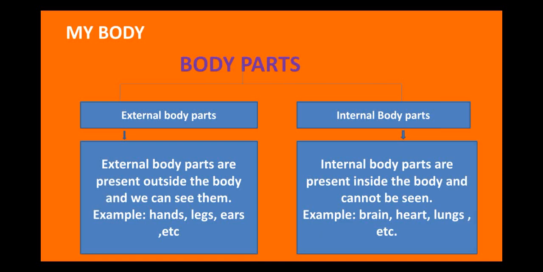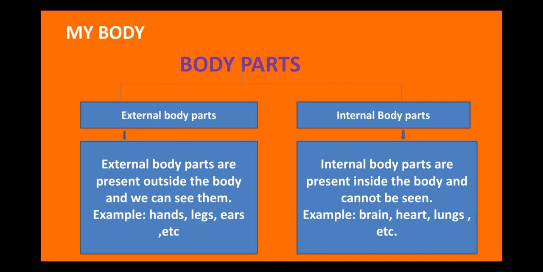So dear children, we have two types of body parts. First is the external body parts and the other one is the internal body parts. So what are external body parts, dear children? External body parts are present outside the body and we can see them. Yes, this is a very important point. The external body parts are outside your body and you can see them. Dear children, you can see and you can touch them also.